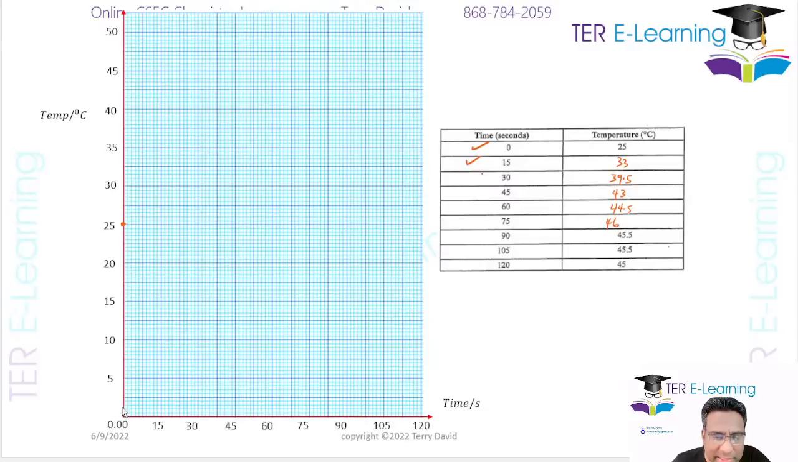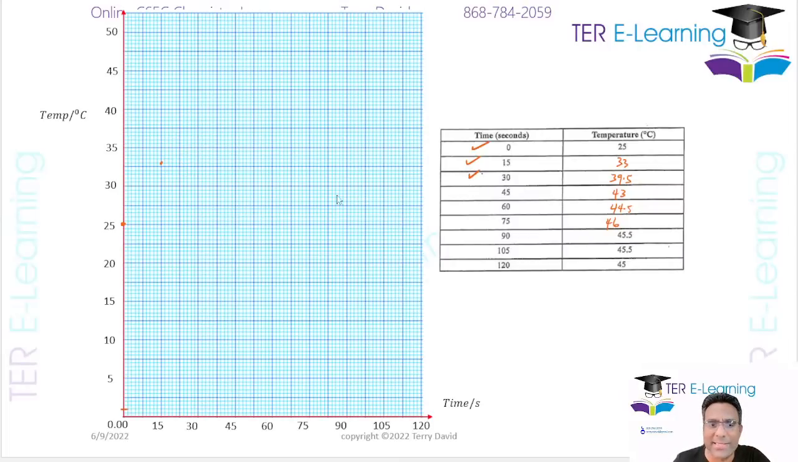Let me make sure I understand the scale first. Every two small markers represent 1. So I want to get 33. 15 against 33, so this is 31, 32, and this here is 33. So that's my second point I'm plotting there.